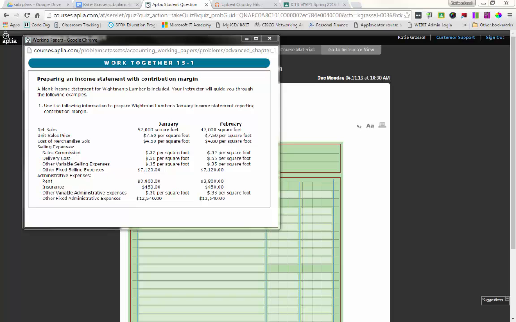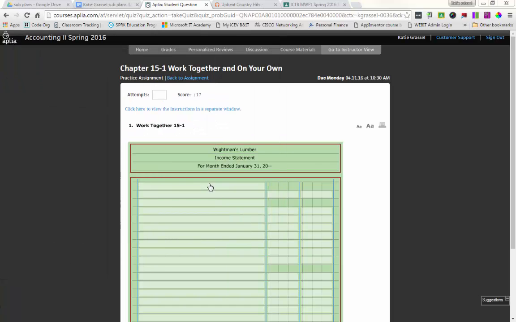So when we look at 15.1, we're going to be doing an income statement for January, and on your own, you're going to be doing one for February. But hopefully after we go through January, it'll be good to go. So these numbers right here are what we're going to be doing. We have to lay out our income statement.